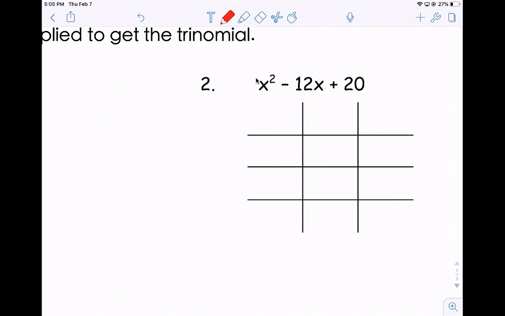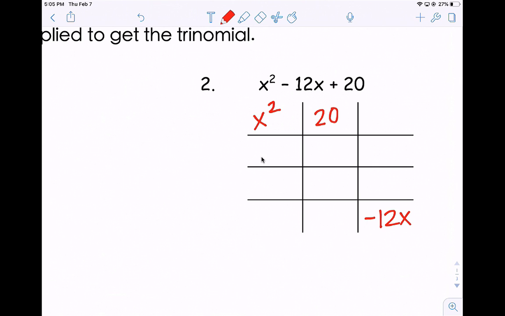So at this point, we go to tic-tac-toe. So we're going to put x squared, first term always goes in the top left. Negative 12x, the middle term always goes in the bottom right. The last term, the constant, always goes in the top middle. This time I didn't take the positive, I just don't put that. But if it is negative, this 12 is negative, I have to take that with it.